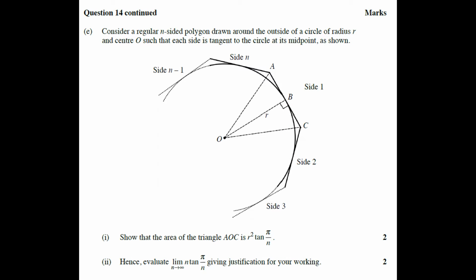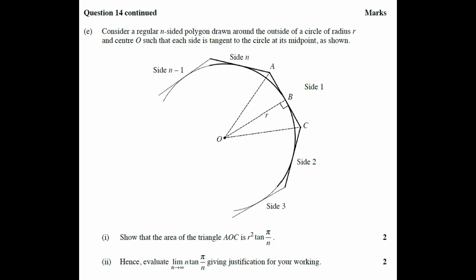Hi everyone, in this video I'm working through question 14 part E of the extension to 2020 Barker College assessment task number 2. So we're told to consider a regular n-sided polygon drawn around the outside of a circle of radius r and center O, such that each side is tangent to the circle at its midpoint, as shown in this diagram here. So the question has two parts.